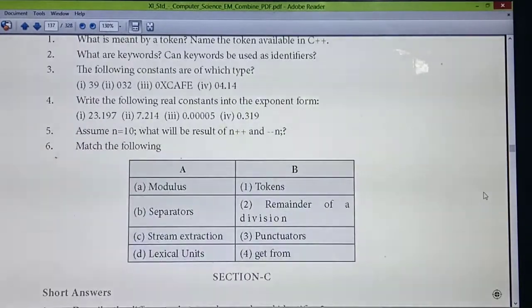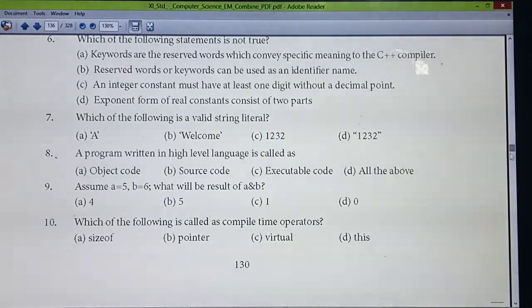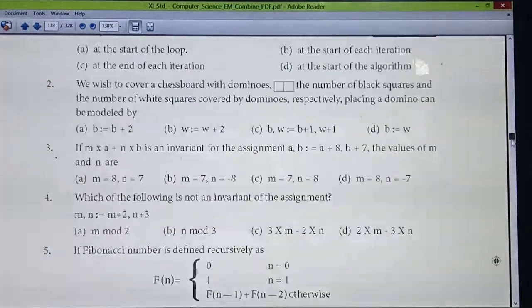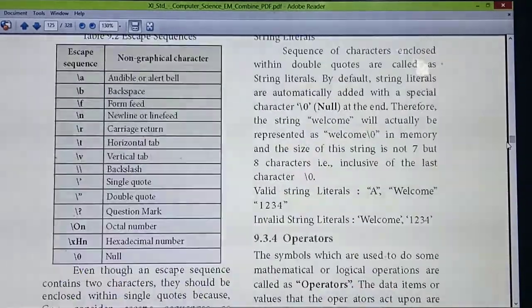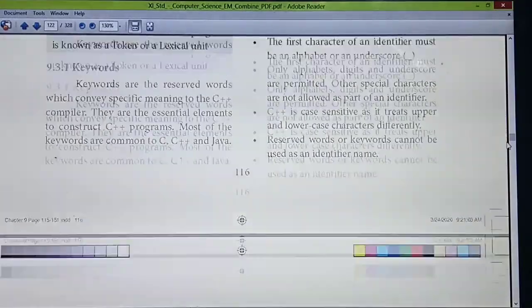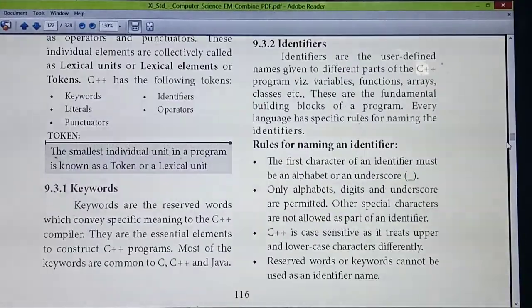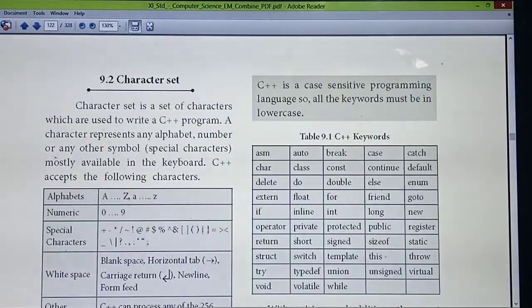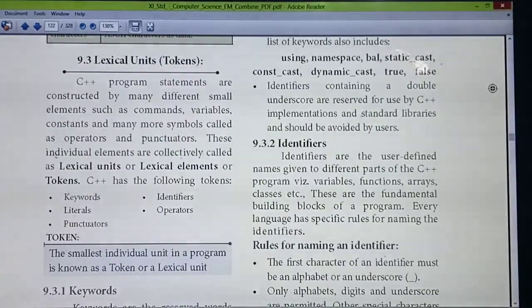First take page number 116. So the first question's answer is on page number 116. The first 2-mark questions: what do you mean by tokens? Page number 116, under the heading tokens. Have you all seen the heading tokens?